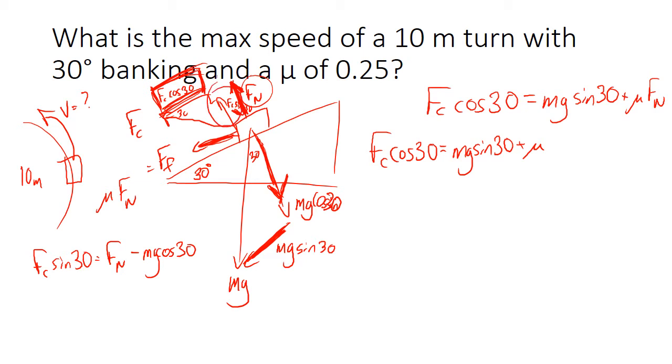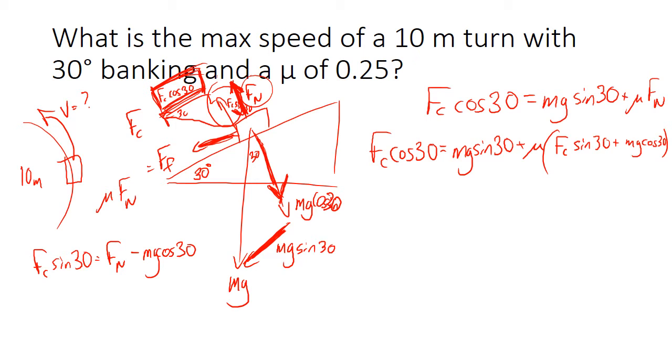So we just got to solve this for force normal. So force normal is going to equal FC sine 30 plus mg cosine 30. Boom, boom. All right. Are you intimidated yet? Anyways, so what do we got to do now? Now we just got to plug in what FC is. We know what FC is.